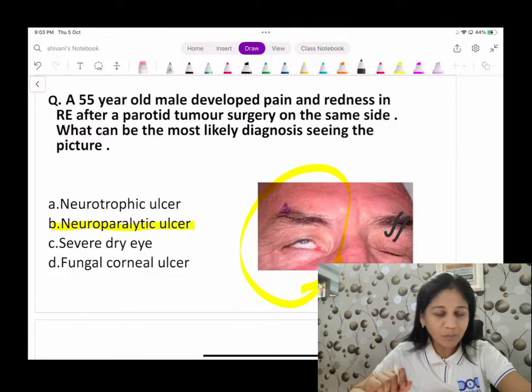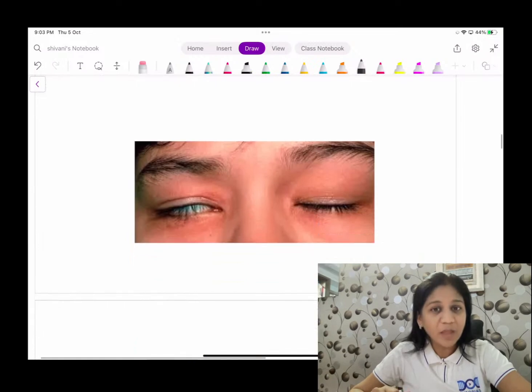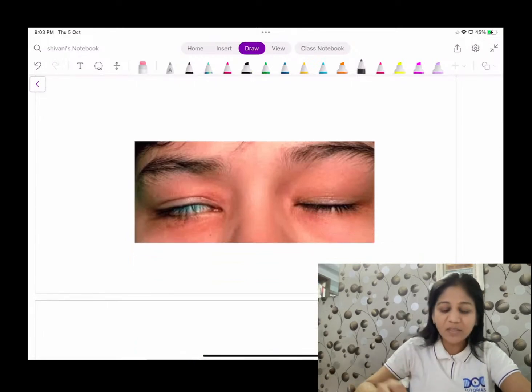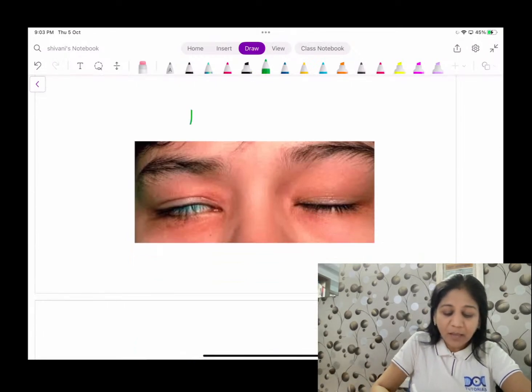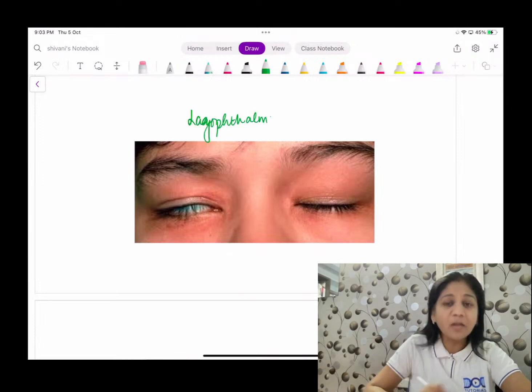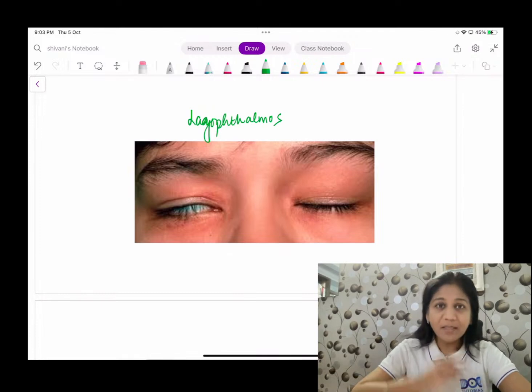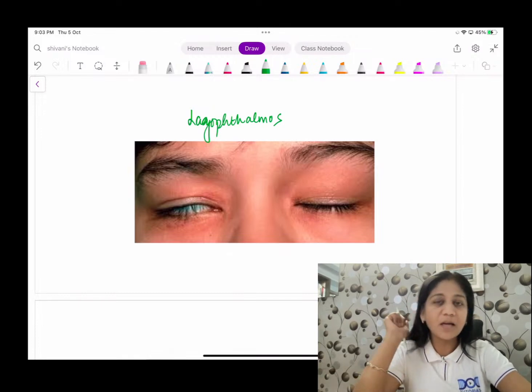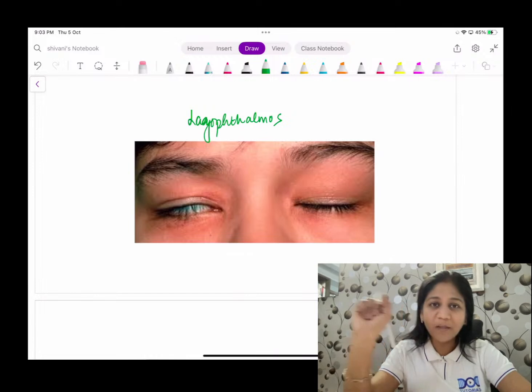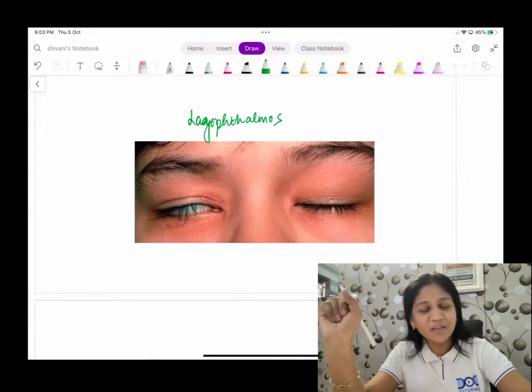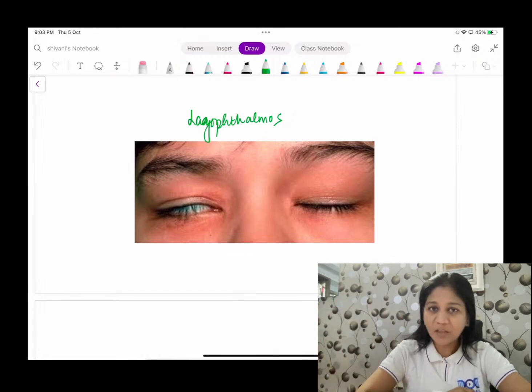Okay, so there is some problem with the lid. Now what exactly is the problem? Can I say this is lagophthalmos? Here is another picture of lagophthalmos, guys. Please remember, lagophthalmos is because of problems in the orbicularis oculi muscle, isn't it? This is the circular muscle which closes the eyelid, and this orbicularis oculi is supplied by the seventh nerve. So any cause of facial nerve palsy can lead to lagophthalmos.